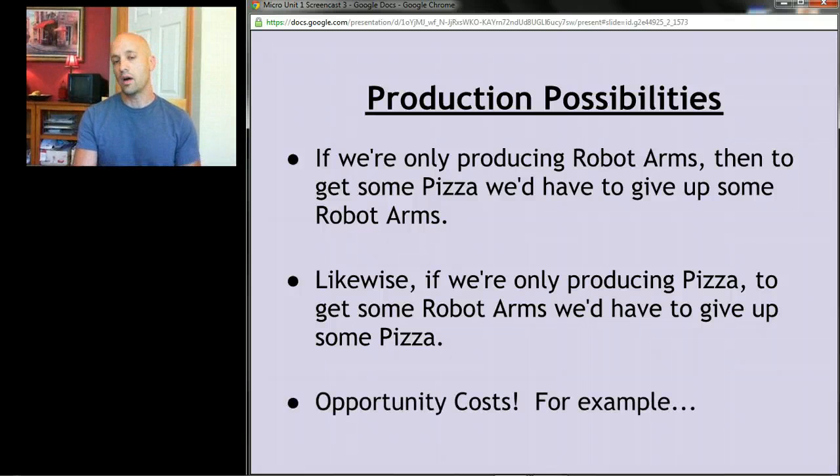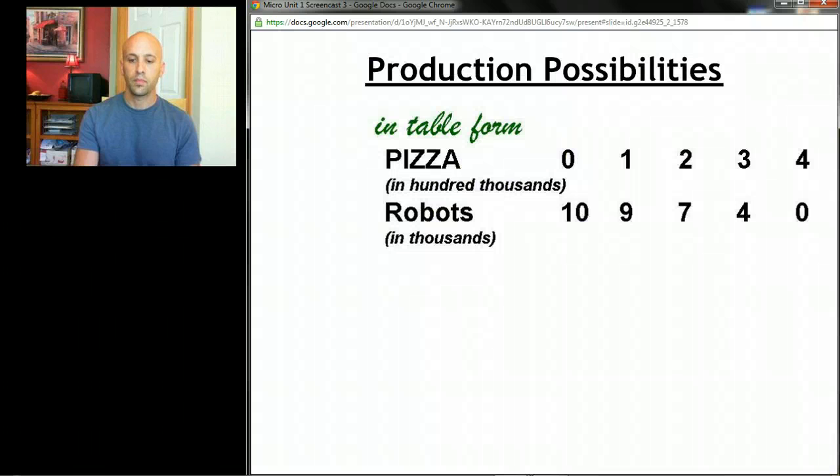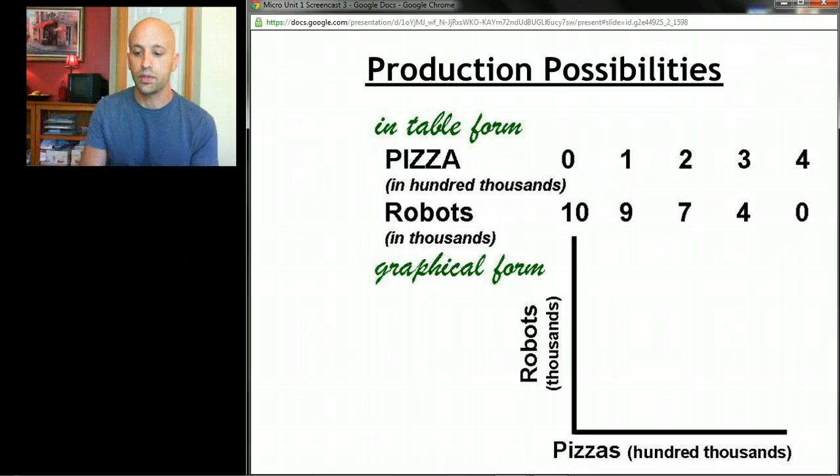Again, these are opportunity costs, and the production possibility model is going to be a way that we're going to be able to see opportunity costs graphically. So let's look at a few different combinations. I'm going to start to construct a graph and look at some combinations of pizza and robots, and these are hypothetical numbers that our hypothetical country can produce.